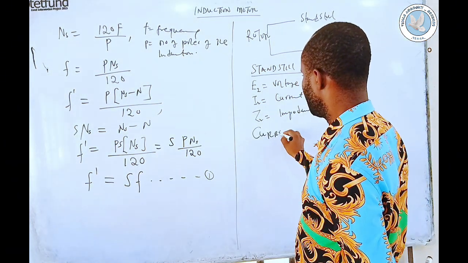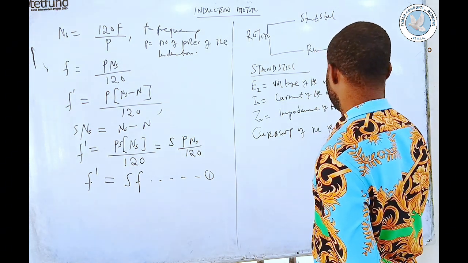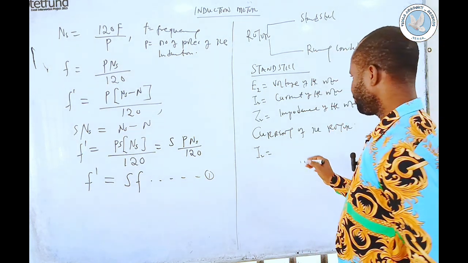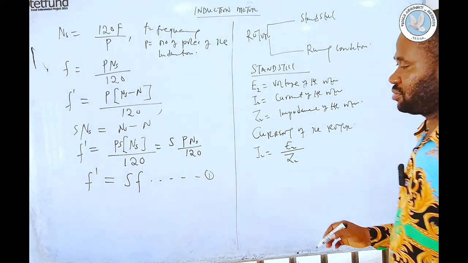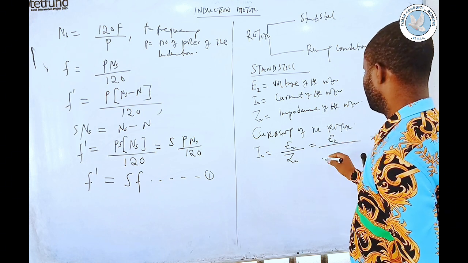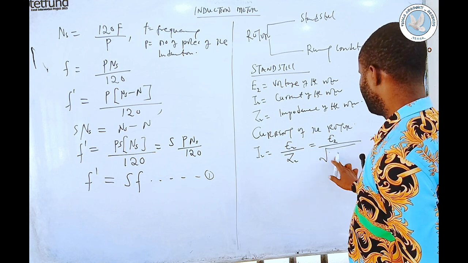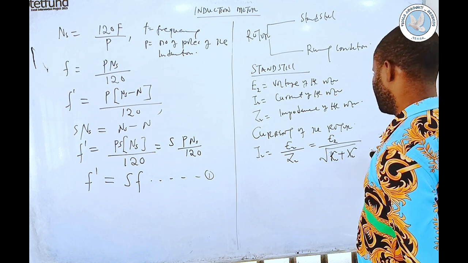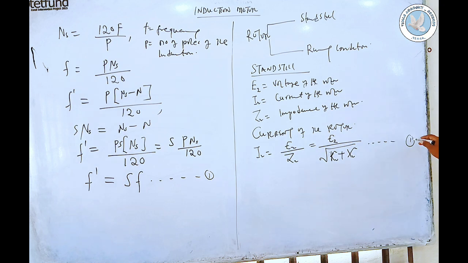So looking at the current of the rotor, we are using I2 to represent the current, and this will come from Ohm's law, voltage divided by the impedance. Of course, this can be further expressed as the square root of resistance squared plus reactance squared. We can call this equation 2.